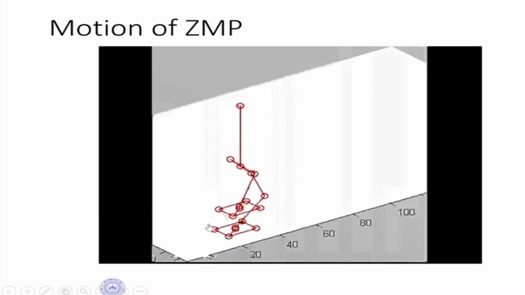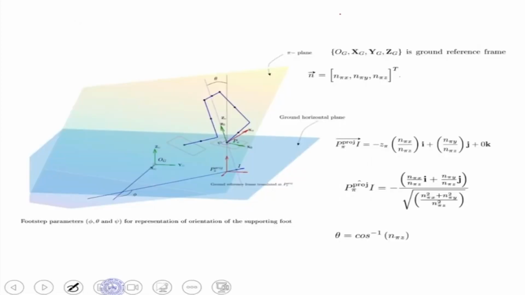So this is a video which we had seen in the previous class, that when the robot is walking, the zero moment point should be on the foot perimeter, right? Now, let us just move forward. Okay, so we are here.